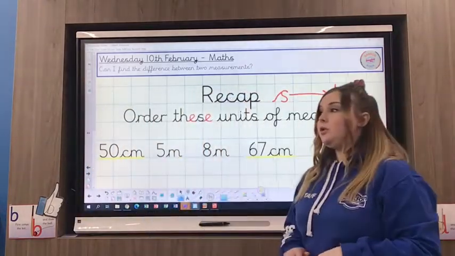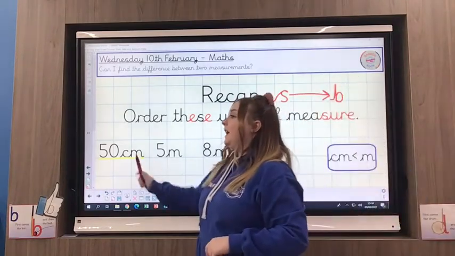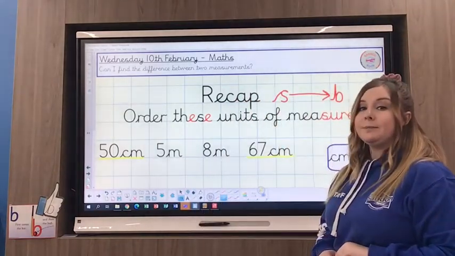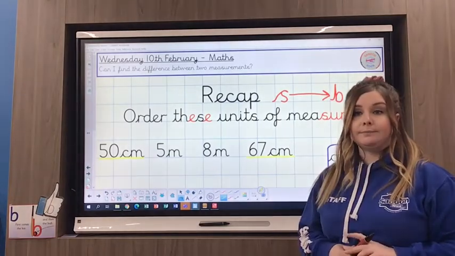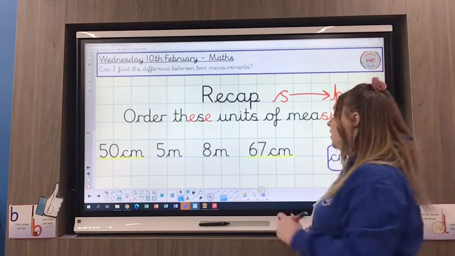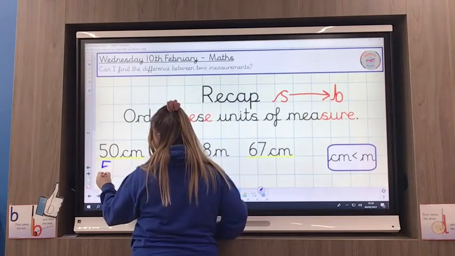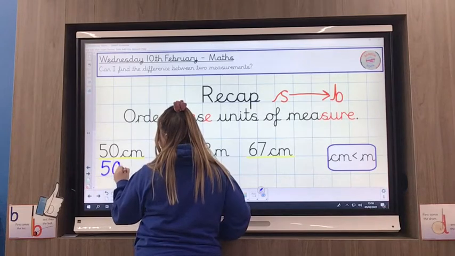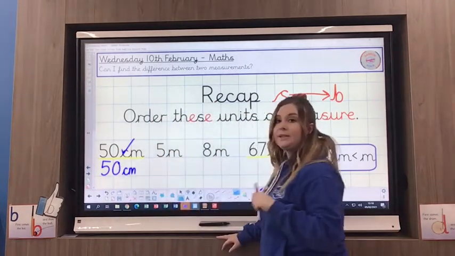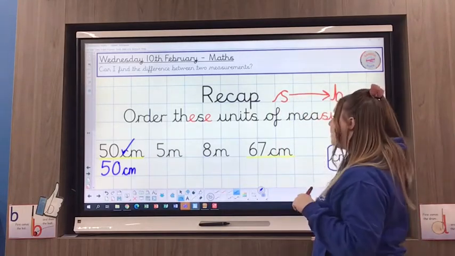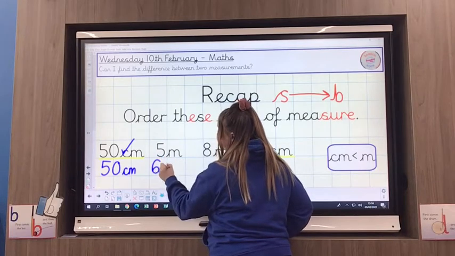Now, which of those two amounts is the smallest? 50 centimetres or 67 centimetres? Brilliant, so we've got 50. That one's the smallest. Give that one a little tick so I remember we've done that one. And then we've got 67 centimetres.